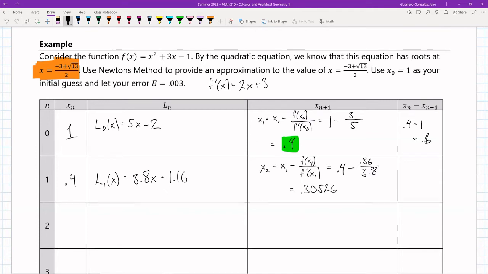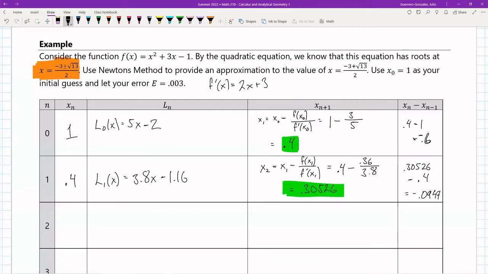If you do this, you should get 0.30526. So now 0.30526 minus 0.4 is equal to negative 0.0947. So it's still not within our error, so we're going to keep going. We're going to do one more step. We have x2 now.